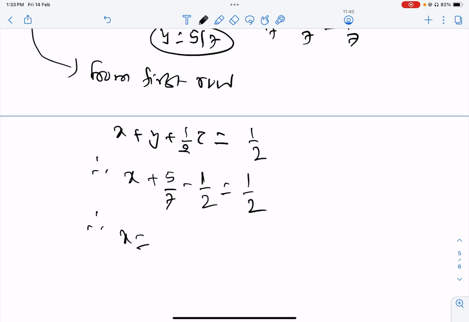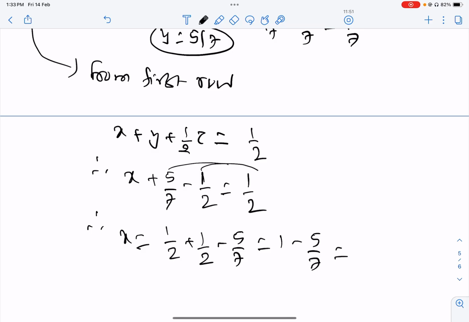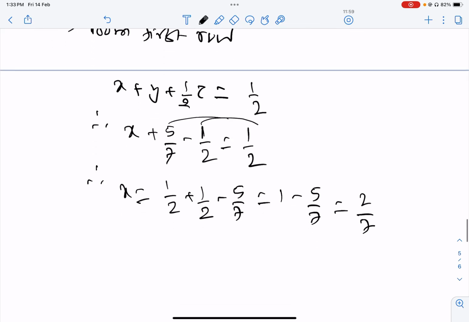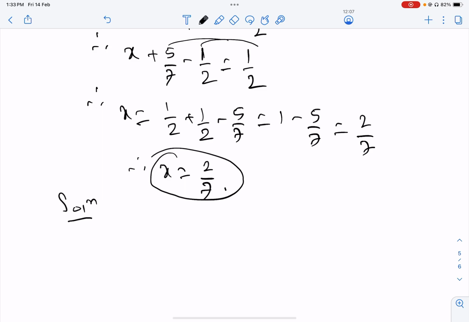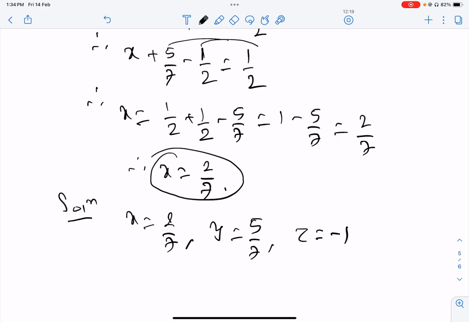So X is equal to, you take 1 by 2 on this side, and 5 by 7 also on this side: 1 by 2 plus 1 by 2 minus 5 by 7. So it is 1 minus 5 by 7, and so it is 2 by 7. So X is equal to 2 by 7. This is the unique solution. Therefore the solution is X equals 2 by 7, Y equals 5 by 7, and Z equals minus 1.